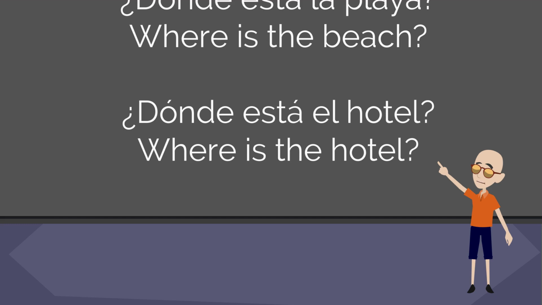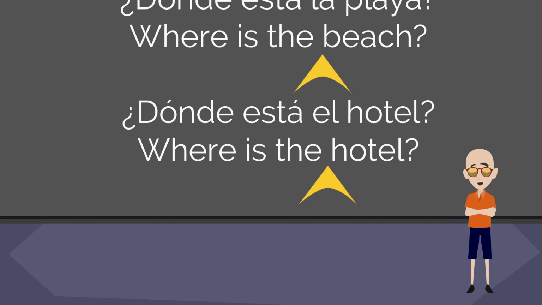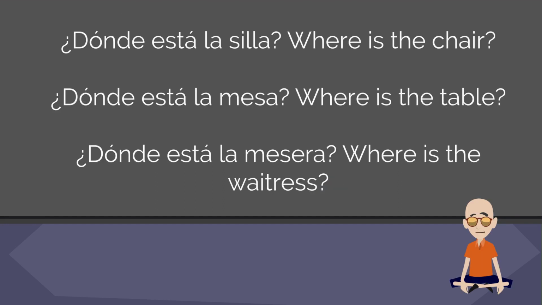Where's the hotel? We briefly discussed this earlier, but in Spanish, every noun is either masculine or feminine, and even the word the will change. In the first sentence, playa is feminine, so it's la playa, the beach. In the second, hotel is masculine, so it's el hotel. Here are 3 examples. Now I encourage you to create your own sentences. These are just for example purposes.